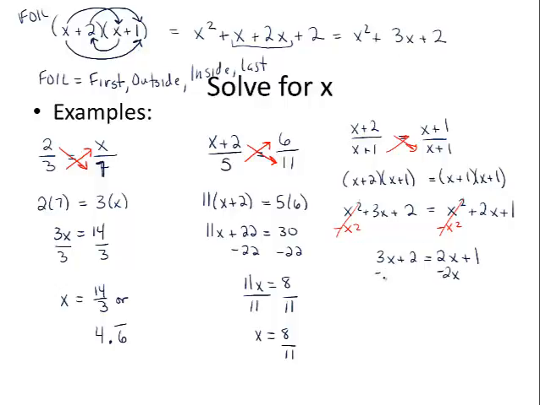Take 2x away from both sides, I'll have x plus 2 is 1. Take 2 away from both sides, and x equals 1. So this one does have more steps as far as you have to do the foiling. But then the x squareds end up going away, and you end up with 3x plus 2 equals 2x plus 1, and it makes it easy. That should be a negative. Easier to solve at that point.